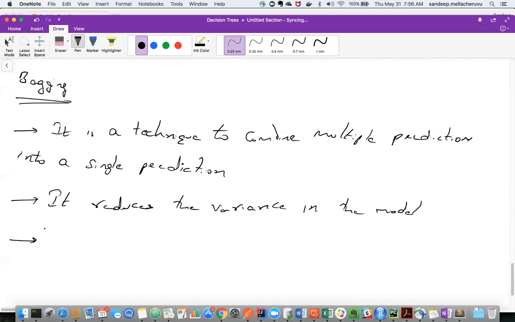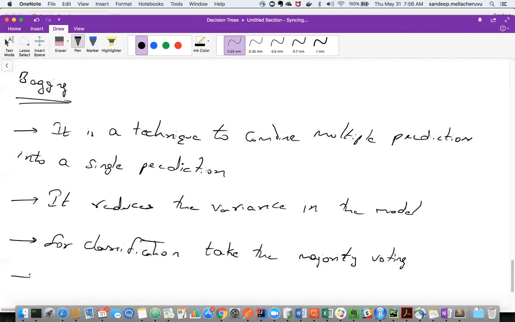So how is it working? For classification, take the majority voting. What about regression? For regression, take an average. Each model is going to give you some answer. The final prediction is going to be the average of all the trees.